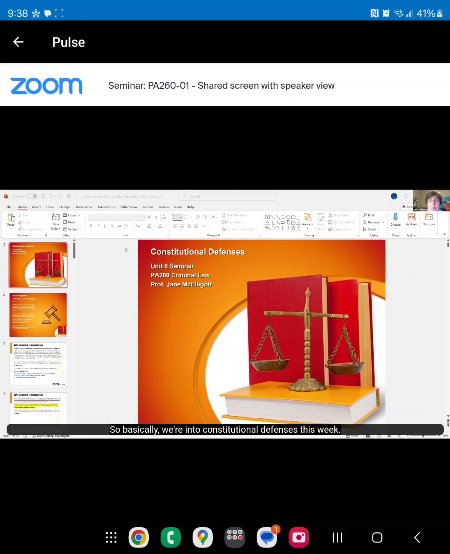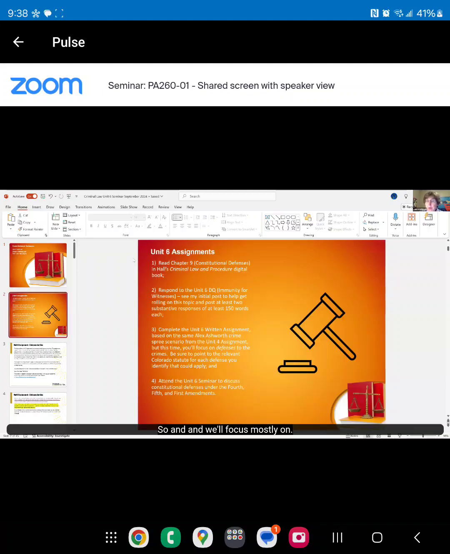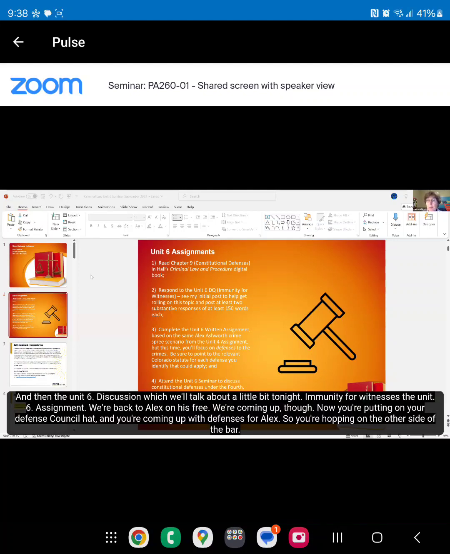So basically, we're into constitutional defenses this week. We'll focus mostly on double jeopardy under the Fifth Amendment, as well as Miranda warnings. The discussion question this week is really good on immunity and whether a person has to testify if they are granted immunity. The reading this week is chapter 9, constitutional defenses. Let me just make sure that is correct. Yeah. And then the Unit 6 discussion question, which we'll talk about a little bit tonight, immunity for witnesses.